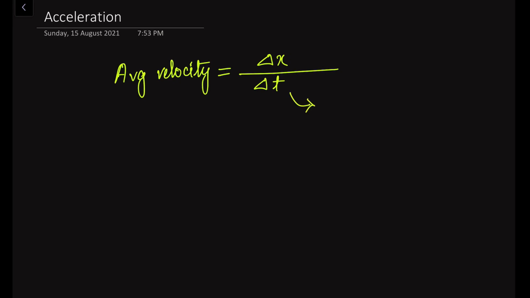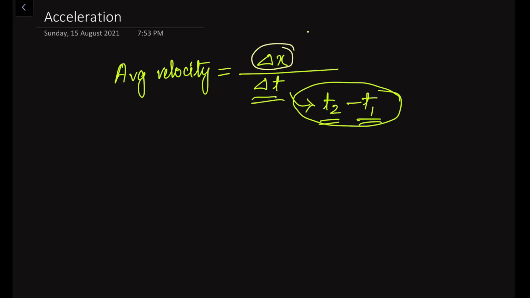When this delta t tends to 0, let me write down here, average velocity: the change in position, that is delta x, or we can say the displacement, divided by the time interval. Time interval means delta t, expressed as t2 minus t1. Suppose t2 is the final time and t1 is the initial time. So we have to subtract the initial time from the final time, and this is delta t. And this delta x is the second position minus the first, x2 minus x1. This x2 is the final position, x1 is the initial position.